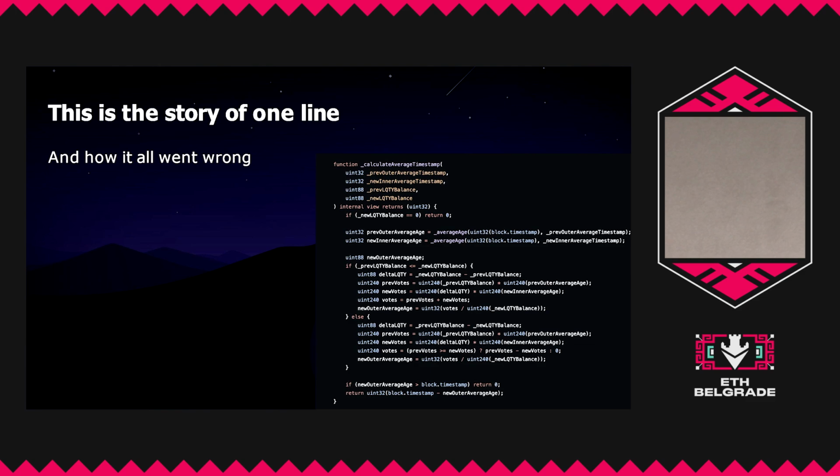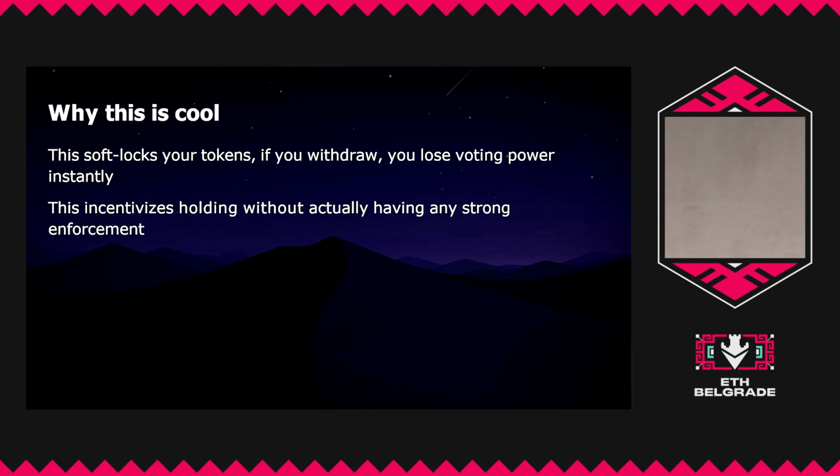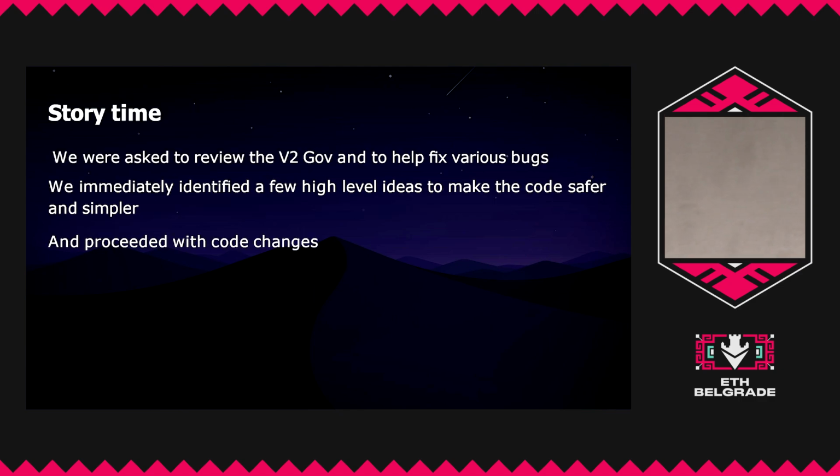But fundamentally, it all boils down to having a previous outer average timestamp, a new inner average timestamp, and then doing some math to effectively find a mean, a weighted mean among those two. And so this is really cool because it's a new mechanism. It also is a soft lock, and they also didn't deploy a new token. They actually made their original design work. And so we were basically tasked to help fix a bunch of bugs. And in doing that, we ended up writing a part of this.